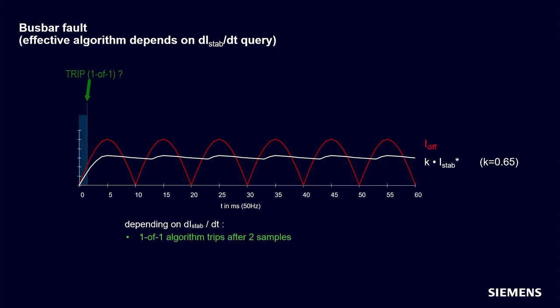Will here the 1 out of 1 algorithm immediately trip? You can think a little bit by yourself and answer. And the correct answer is you can't answer these questions because you do not know our internal criteria.